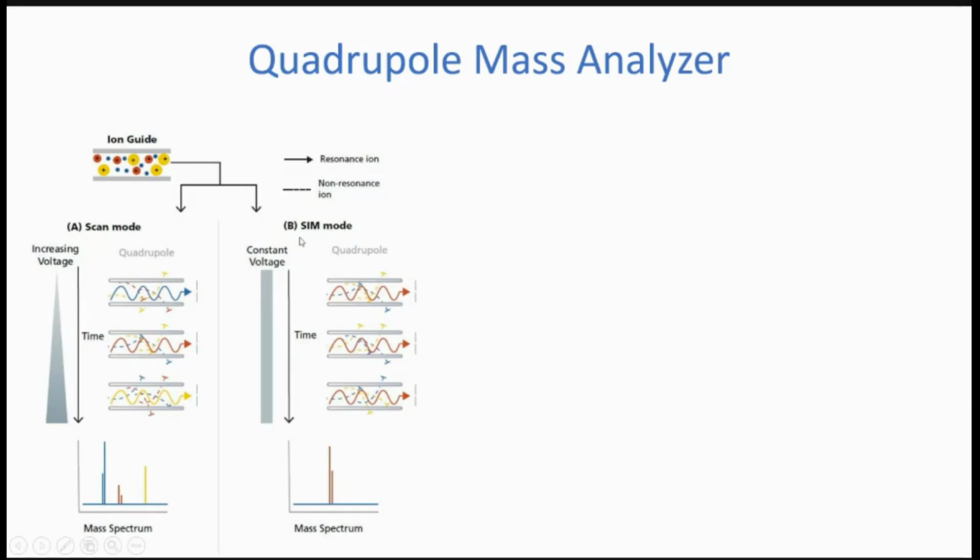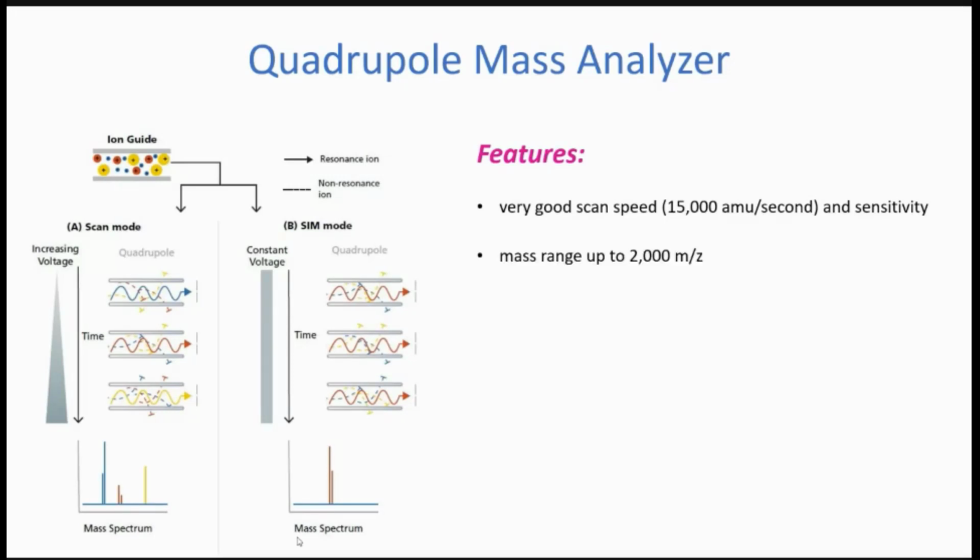But you can also put it into selective ion monitoring mode, or SIM mode. So here you select for one particular ion, the voltage is set, it's constant, and you wait for a certain amount of time for enough ions to accumulate at the detector that you can get a good mass spectrum. So one of the best things about quadrupoles is that they're very fast and they usually are very sensitive. Their mass ranges are okay, usually up to 2000 mass to charge ratio.